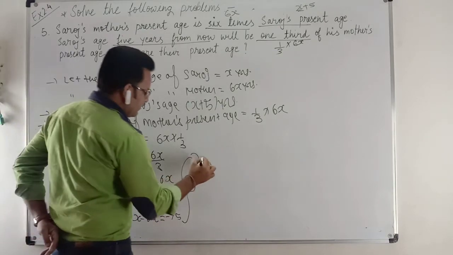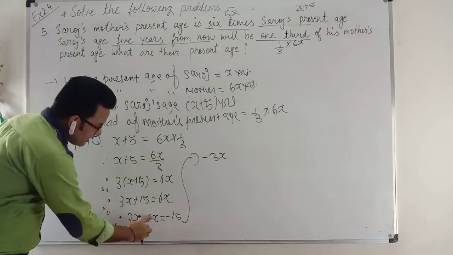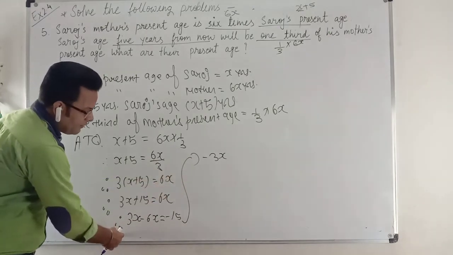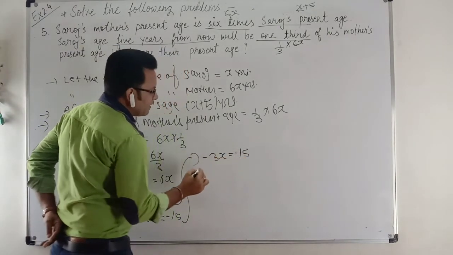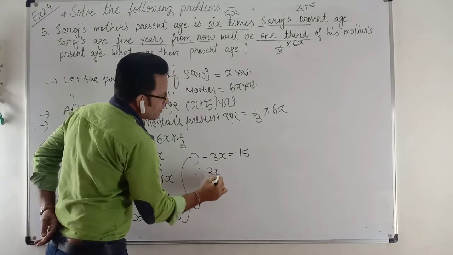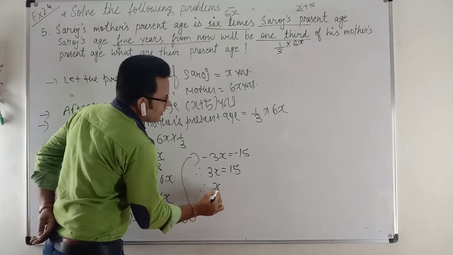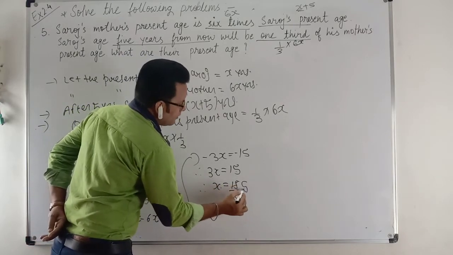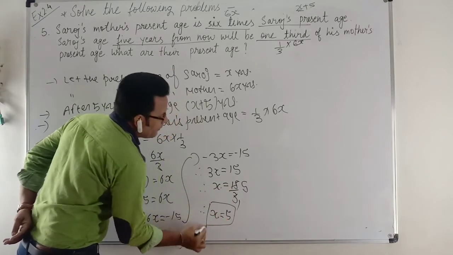3 minus 6, minus 3x. This is 6x. 3 minus 6, that is minus 3. Minus 3x is equal to minus 15. Minus minus plus. Therefore, 3x is equal to 15. Therefore, x is equal to 15 upon 3. So, you got the value of x. x is equal to 5.